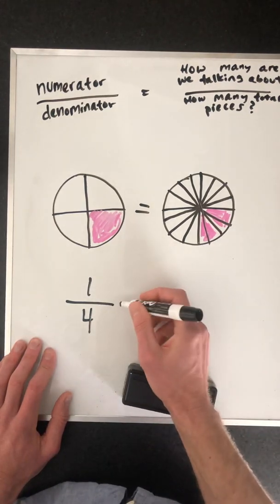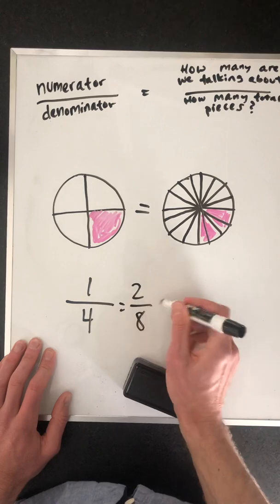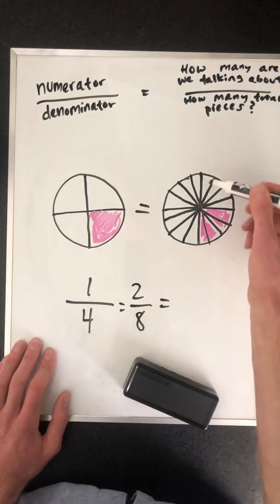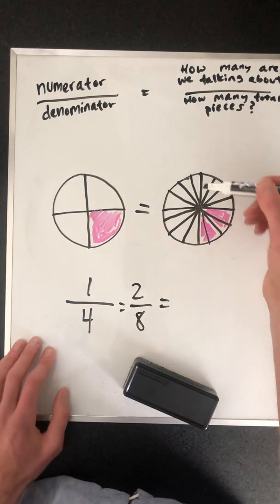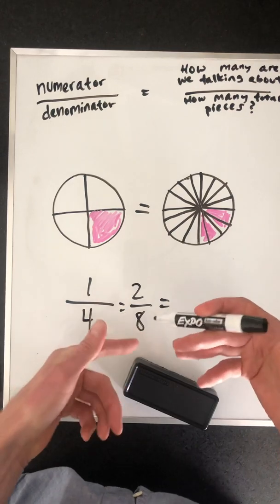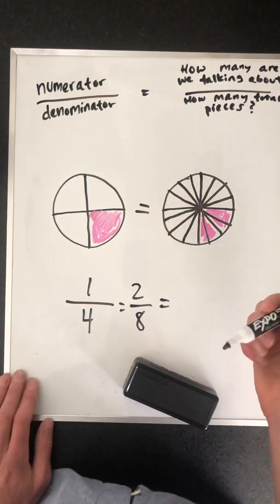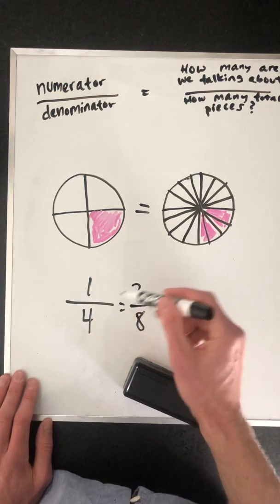So remember, 1/4 equals 2/8. But let's find out how much it equals over here. How many pieces do we have? Well, we just cut each piece of the 8ths in half. So what do you think it's going to be? Do you notice any patterns going on here?